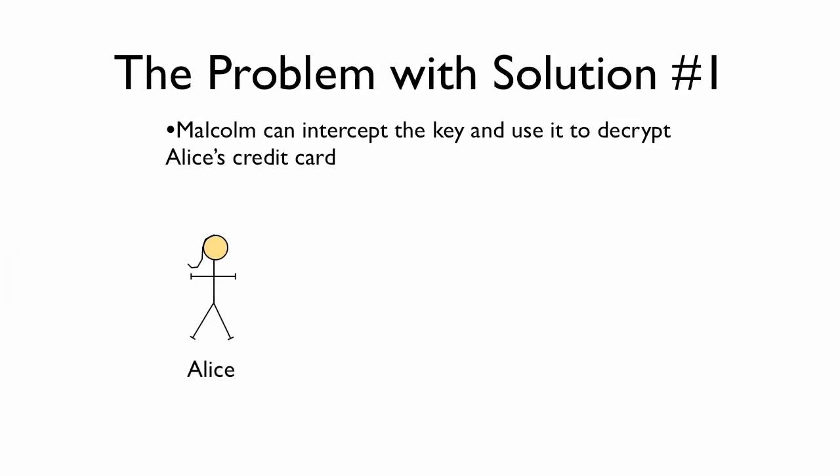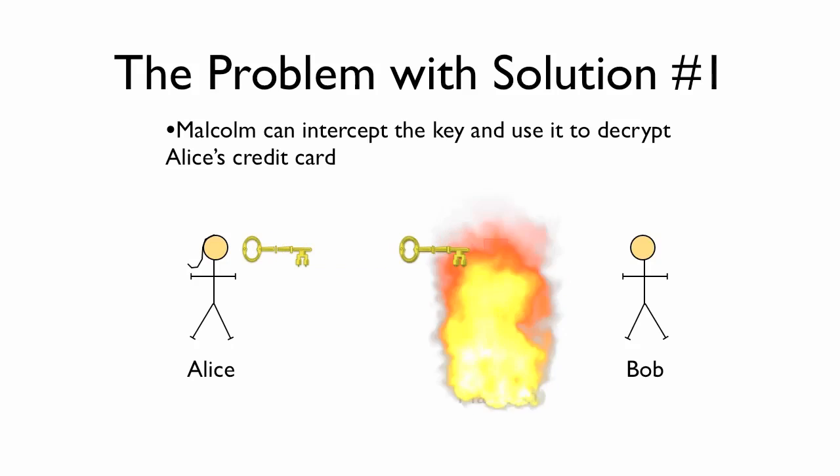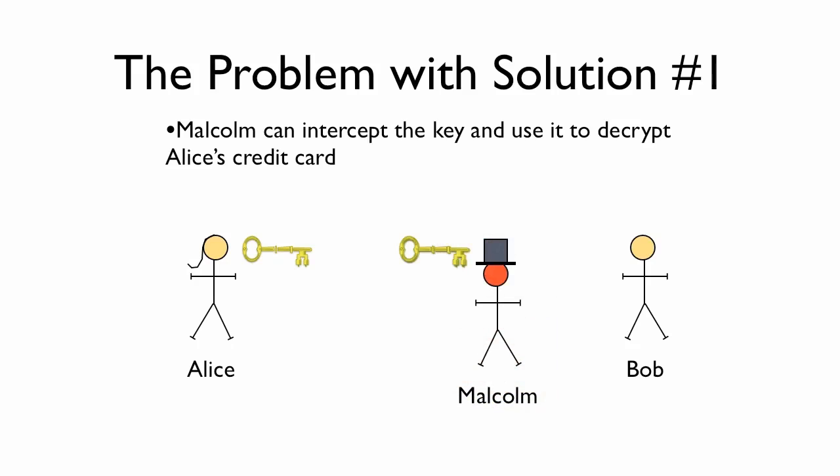So here we have Alice again, and here we have Bob, and here we have Alice's key that she's going to send to Bob. Unfortunately, if she has to use an unsecured medium to transmit that key, for example the internet, then Malcolm can appear. He can copy that key, and then he and the key can disappear. Now, anything that Alice encrypts with that key will be readable by Malcolm. So, that's not good. How do we get around this problem?